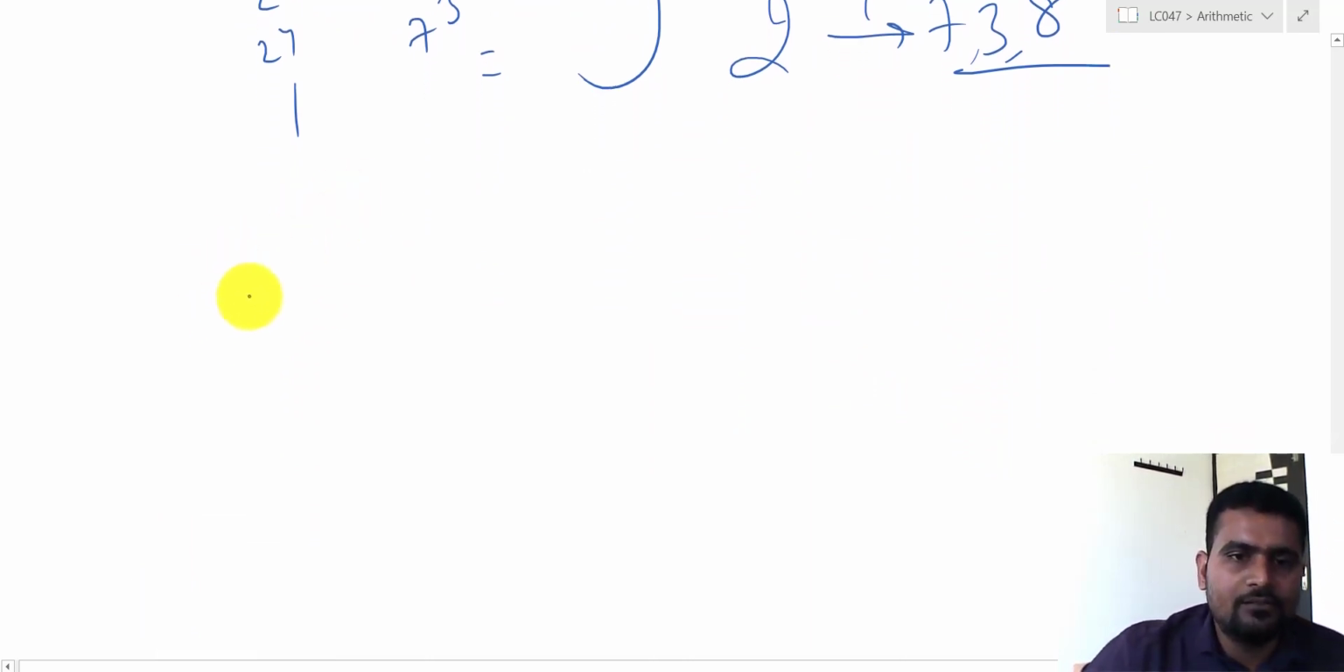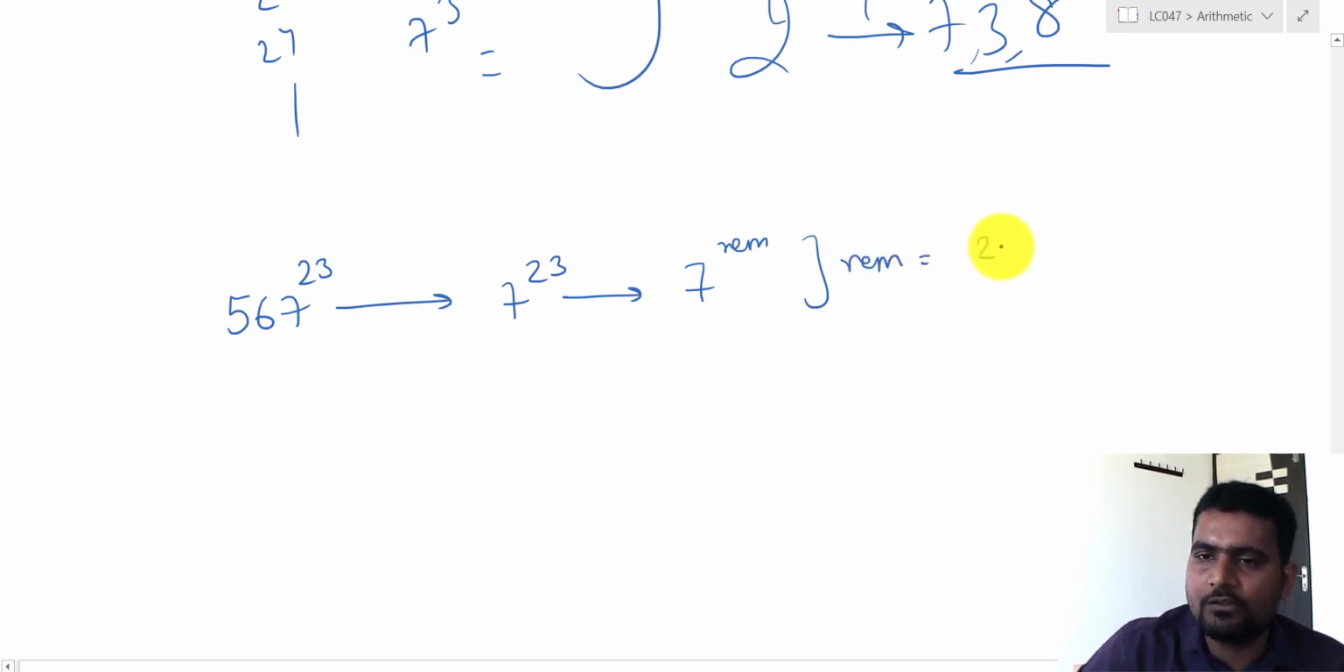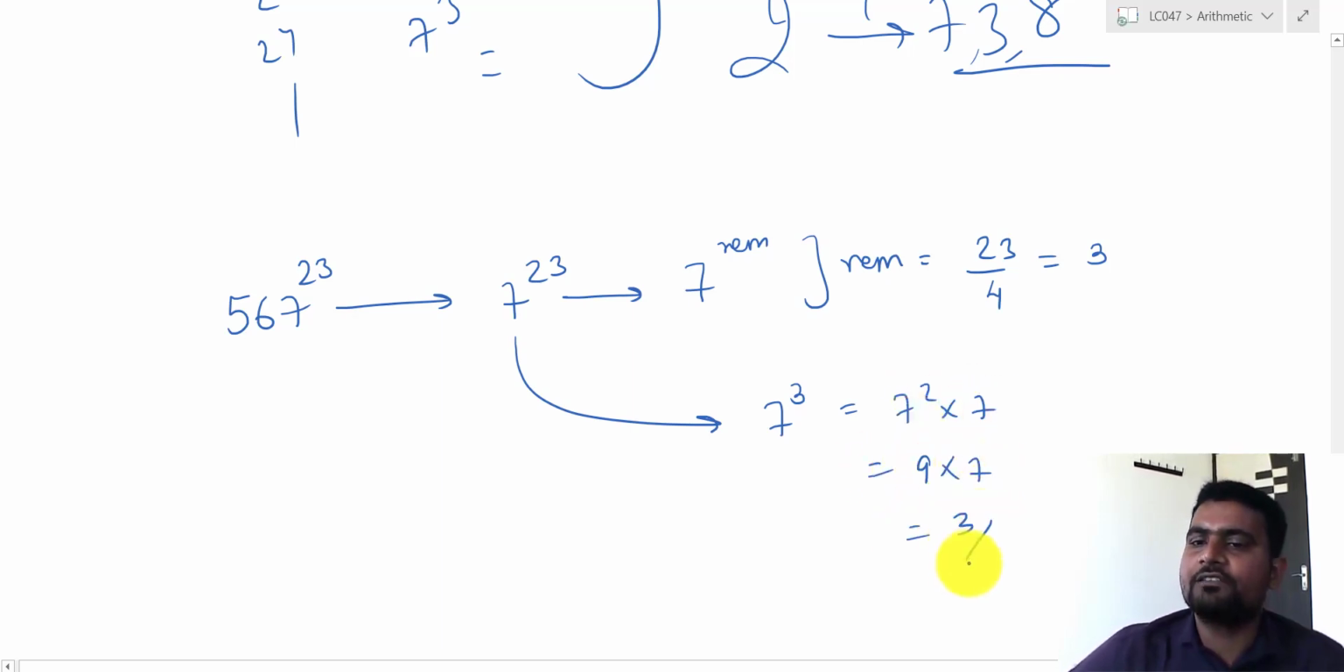If I tell you example 567 raised to power 23, you have to tell me what is the unit digit. I can say this unit digit will be same as 7 raised to power 23, and you know 7 raised to power 23 will be same as 7 raised to power remainder, where remainder value is when this number 23 is divided by the cyclicity of 7, that is 4. So what is the remainder here? I can say remainder is 3, means it will have the same unit digit as 7 raised to power 3. What is 7 raised to power 3 unit digit? I can say 7 square into 7. 7 square is 49, means 9. 9 times 7, that is 3. So unit digit will be 3.